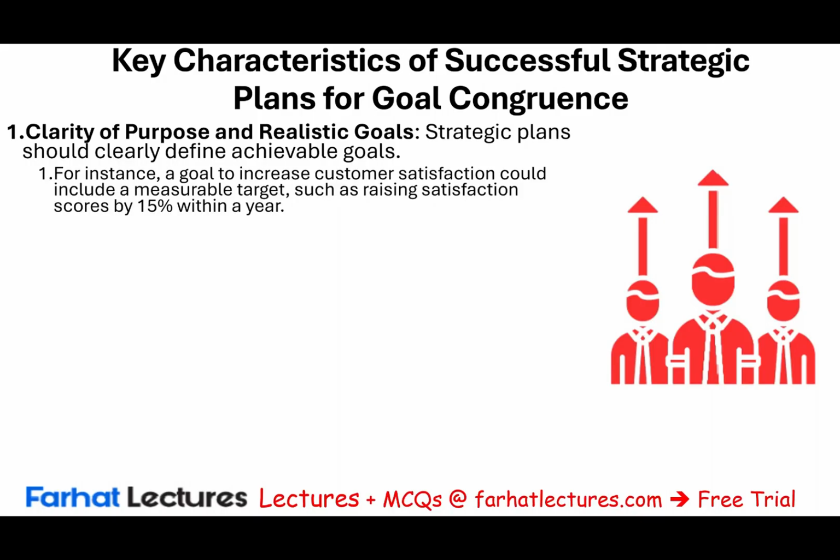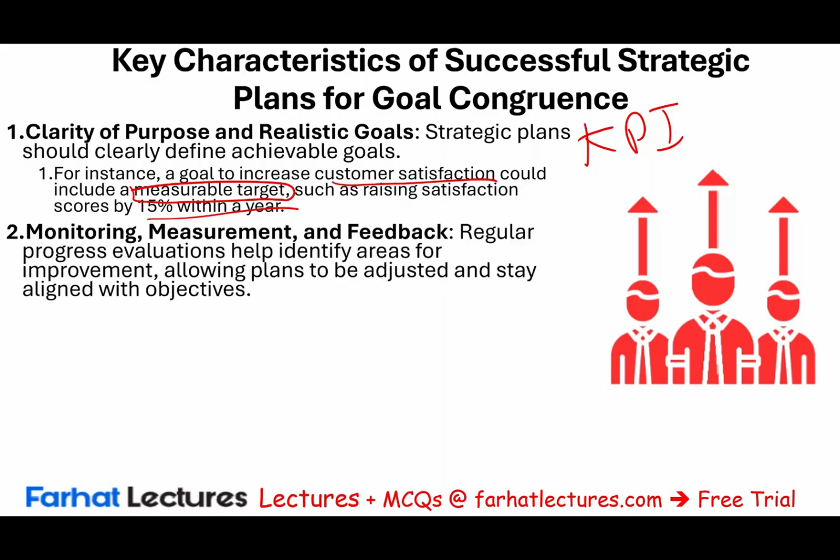For example, a goal to increase customer satisfaction could include measurable targets, KPI, key performance indicator. It's a measurable value to evaluate progress, so 15%. And we use KPIs for many things, to look at our strategic plan, if we need to make any changes, whether we are achieving those KPIs or not. There could be many KPIs like sales revenue, our profit margin, our customer acquisition numbers. Those are KPIs. For example, here the KPI is raising satisfaction score by 15% within 1 year.